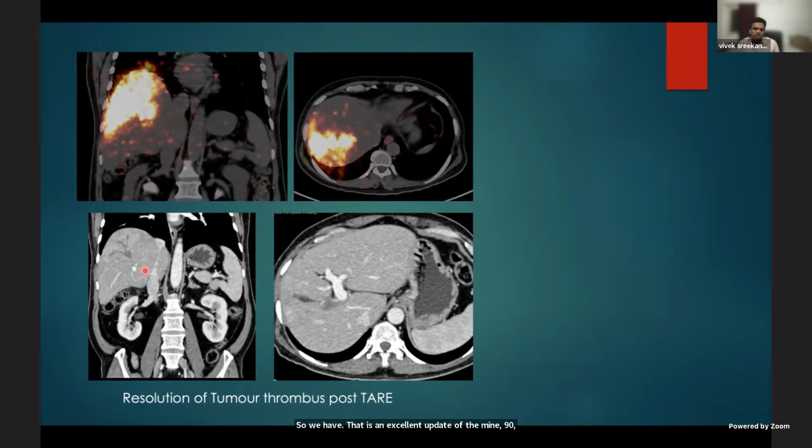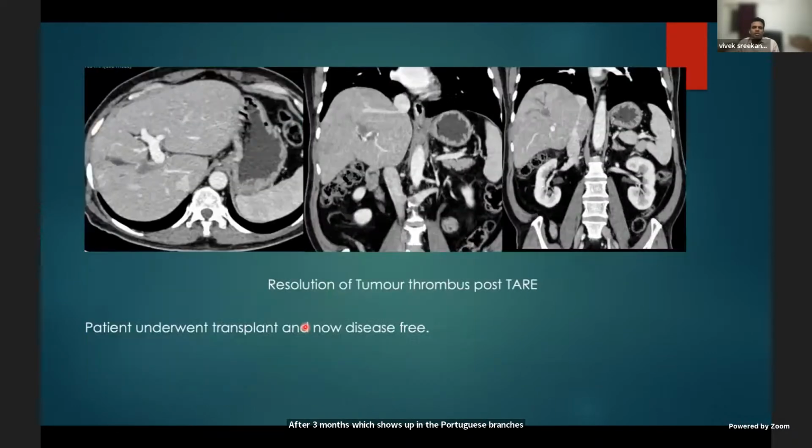And this is the follow-up after 3 months, which shows a bland thrombus in the portal vein branches, and there is no tumor in segment 7 and segment 8. So this is the resolution of the tumor thrombus, and this patient underwent transplant and is now disease-free. This is where radioembolization comes in, where we can do bridging for either resection or transplant, or it can be used as palliative care where we can increase the overall survival.